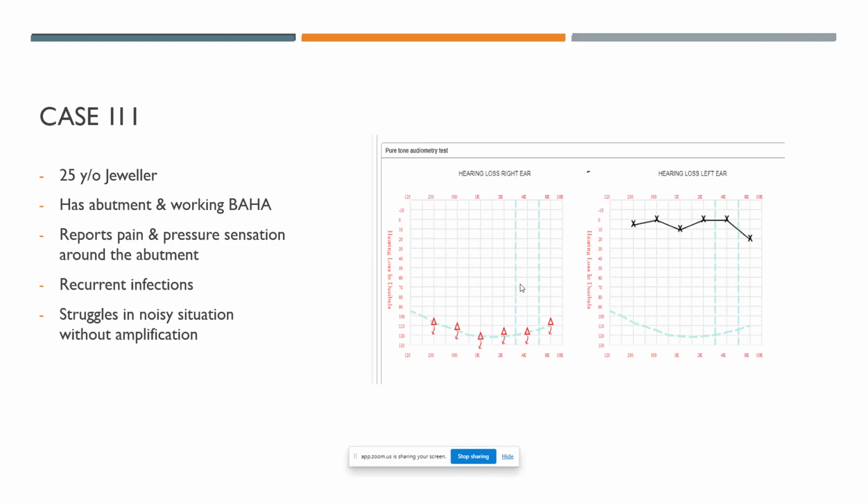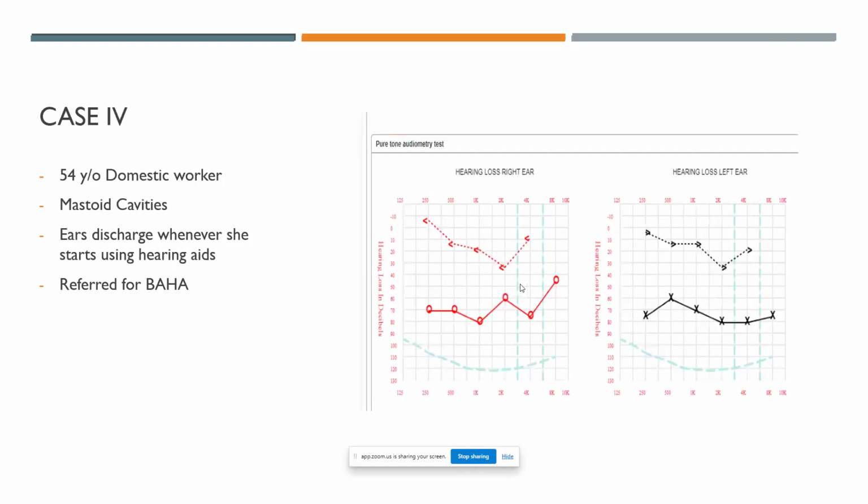So the decision with this patient was that we extract the abutment. We did a transcranial assessment with him. He met the criteria, and therefore he was changed to the transcranial cross hearing aid, and he is very much happy with that option over the percutaneous Baha.